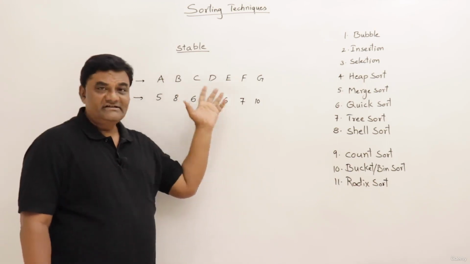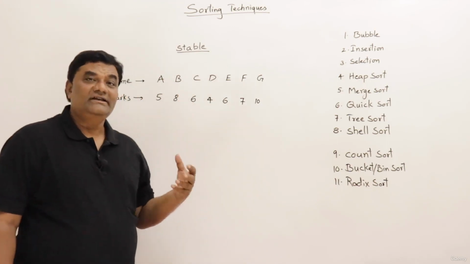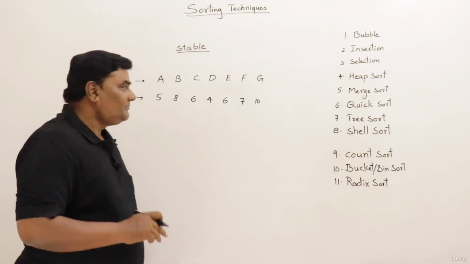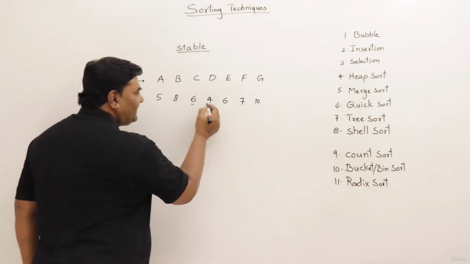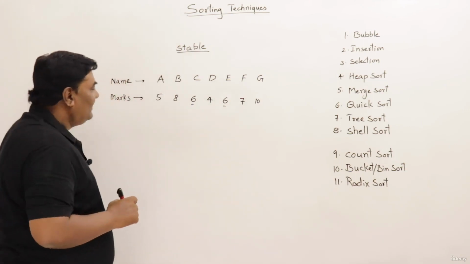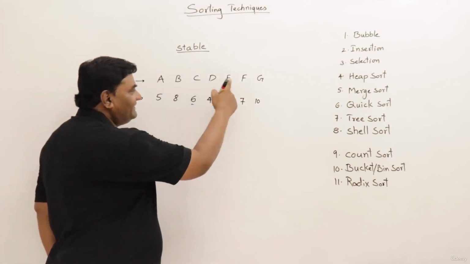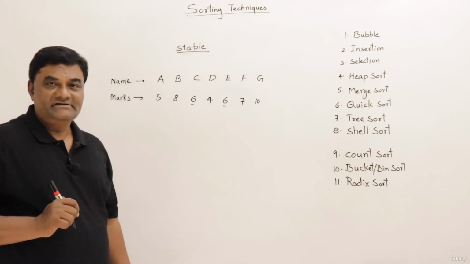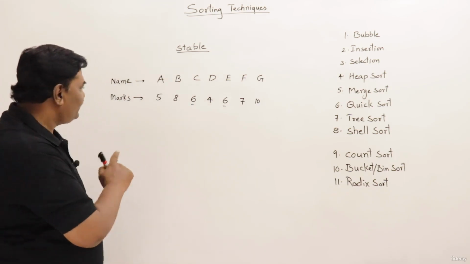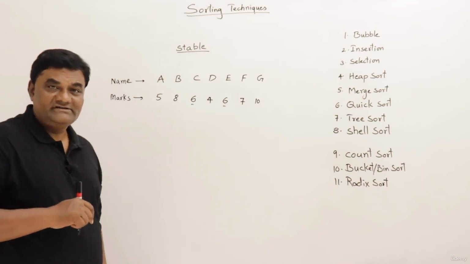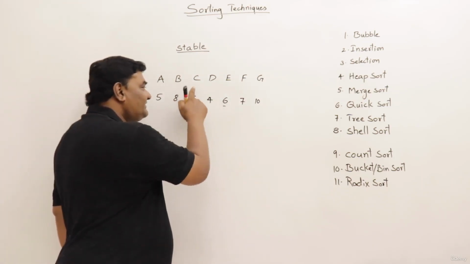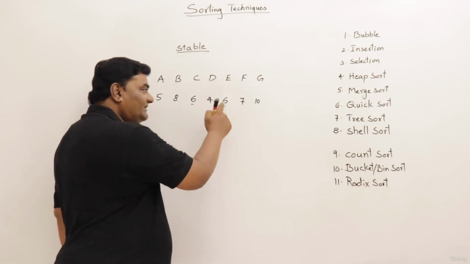Right? Now this list is already sorted based on names. Now I want to sort based on marks. So if you look into the marks, two students are having same marks. First is C, then next is E. So there are duplicate elements. When I sort this based on marks, what I want is their order should not change. That this 6 should come first, then this 6.